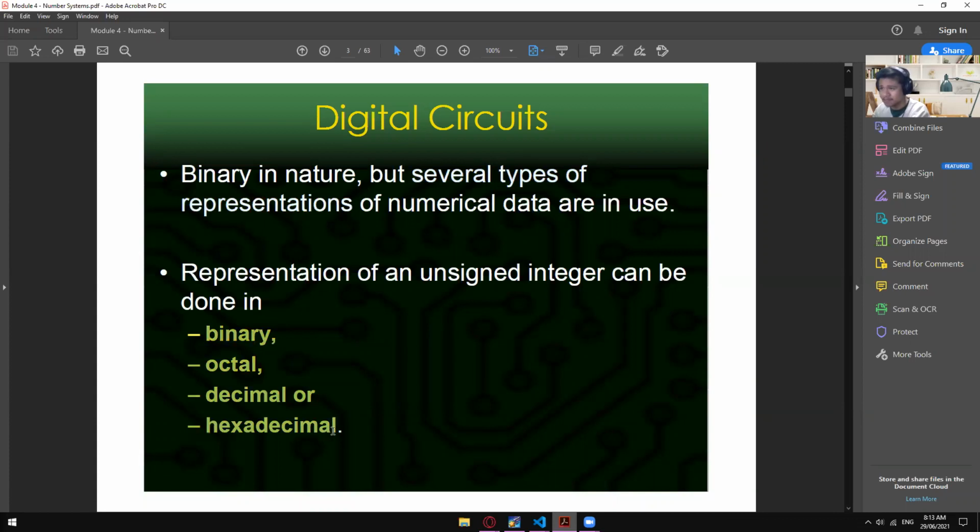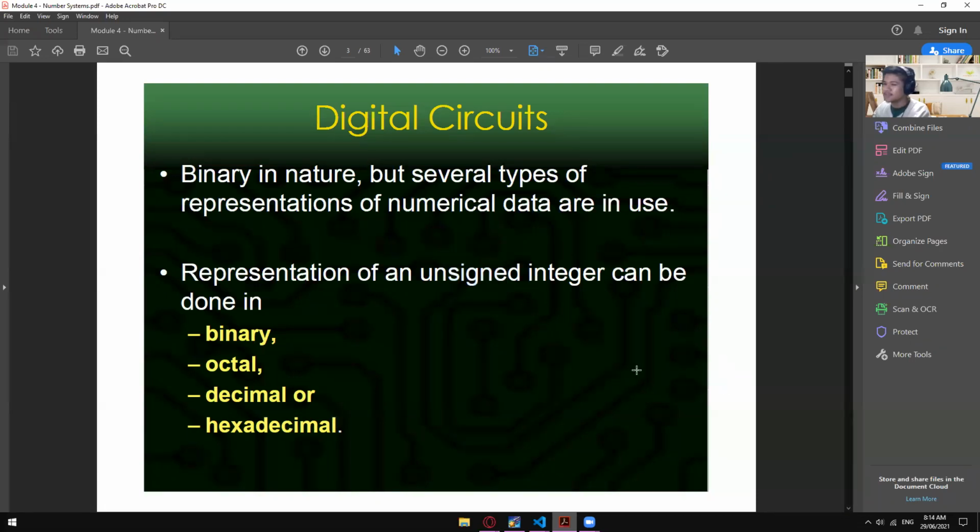But here are the types of representation of unsigned integer number. When we say unsigned, it's simply a positive number. If it's signed, then it is a representation of negative number. So we can have a positive binary or a negative binary, a positive octal or a negative octal, the same with decimal or hexadecimal. But mostly, 80% of the time, we're always using unsigned integer. We don't use signed numbers.